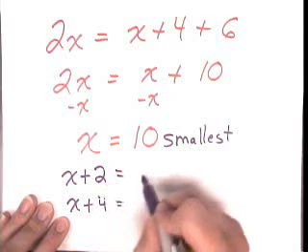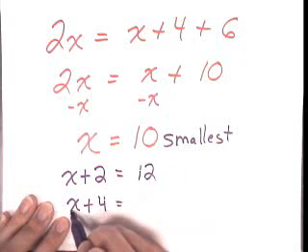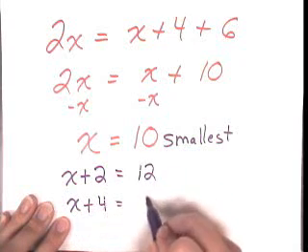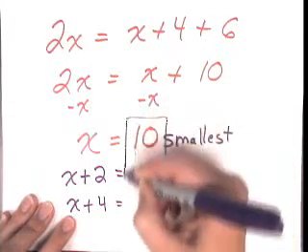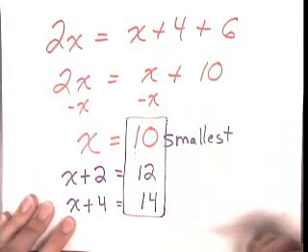X plus 2 and x plus 4 are our next largest integers because I'm working with even integers. If x is 10, 10 plus 2 is 12. If x is 10, 10 plus 4 is 14. I just found a list of 3 numbers that I can use to make sure my solution is correct.